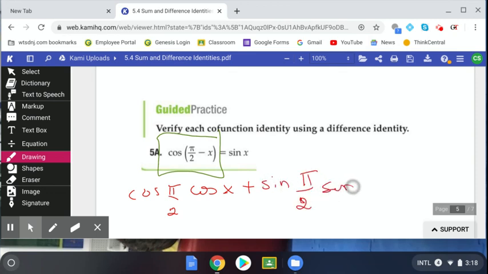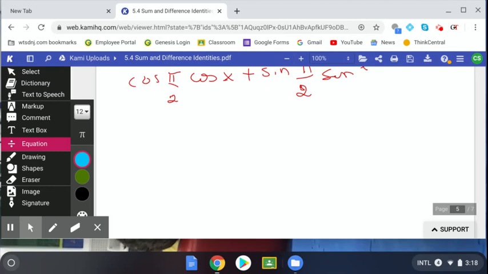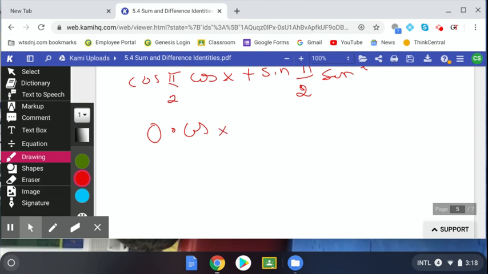sine of the second. So cosine pi over 2 is 0. So I get 0 times cosine x, plus sine pi over 2 would be 1. So 1 times sine x, which is just sine x. So this goes away, and I just verified that this equals sine x.